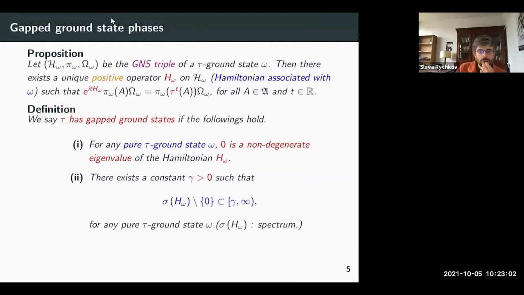Can I ask a question? Yes. I don't understand the first part of the definition in physical terms. Can you explain why you need this condition? What does this mean in physical terms?